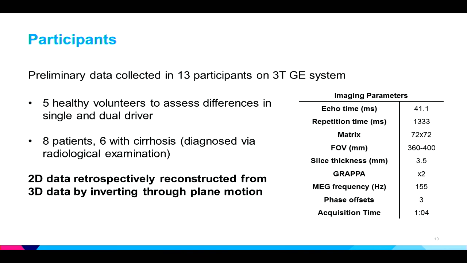Now to make sure that the 2D and the 3D were compared exactly, what I did is I took the 3D data, which has 3 directions of motion, and then just inverted the through plane motion to get the 2D. So it means that the SNR is exactly the same, the wave field is exactly the same. So it's the most accurate way that we have to compare the 2D and the 3D.